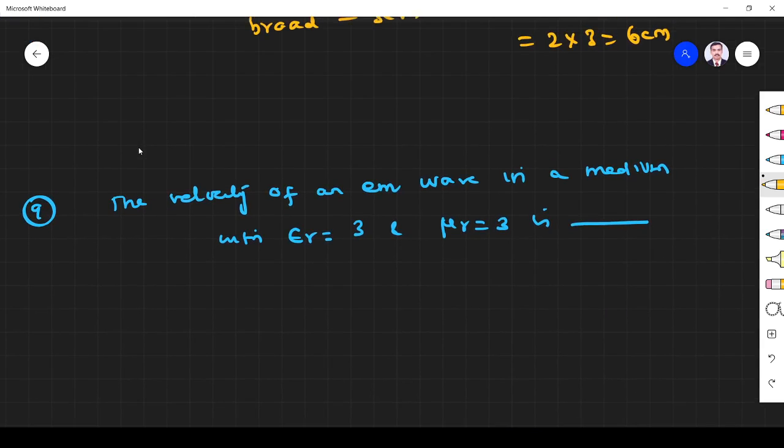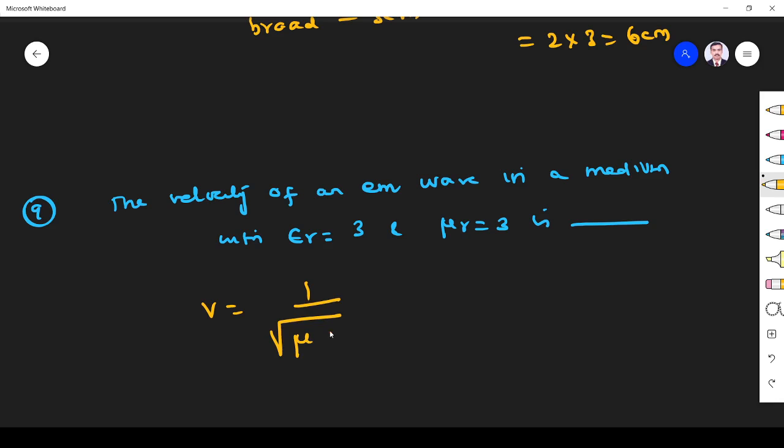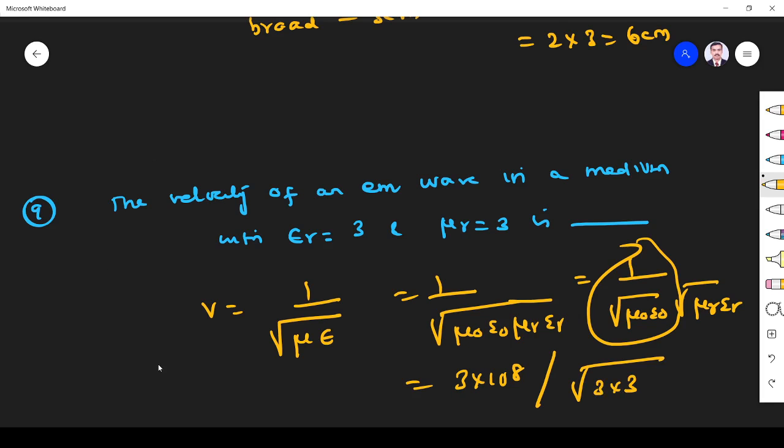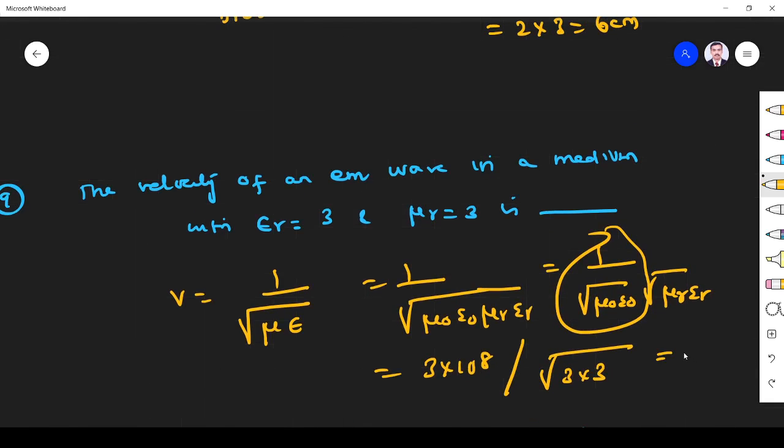The velocity of an EM wave in a medium with epsilon r is 3, mu r is equal to 3. Velocity in medium is given by 1 by root of mu epsilon. That is given by 1 by root of mu naught epsilon naught mu r epsilon r, because mu is equal to mu naught mu r, epsilon is equal to epsilon naught epsilon r. So that I can write as 1 by root of mu naught epsilon naught, times 1 by root of mu r epsilon r. 1 by root of mu naught epsilon naught is equal to 3 into 10 power 8, divided by root of 3 into 3. So 3 will come outside. So 3 into 3, root 9 is 3. So 3 by 3 is 1. So 1 into 10 power 8 meter per second.